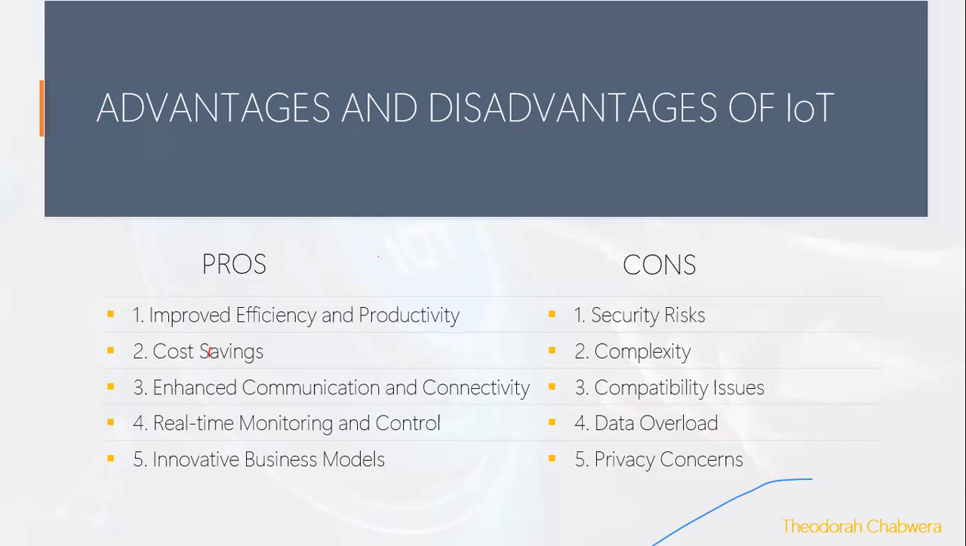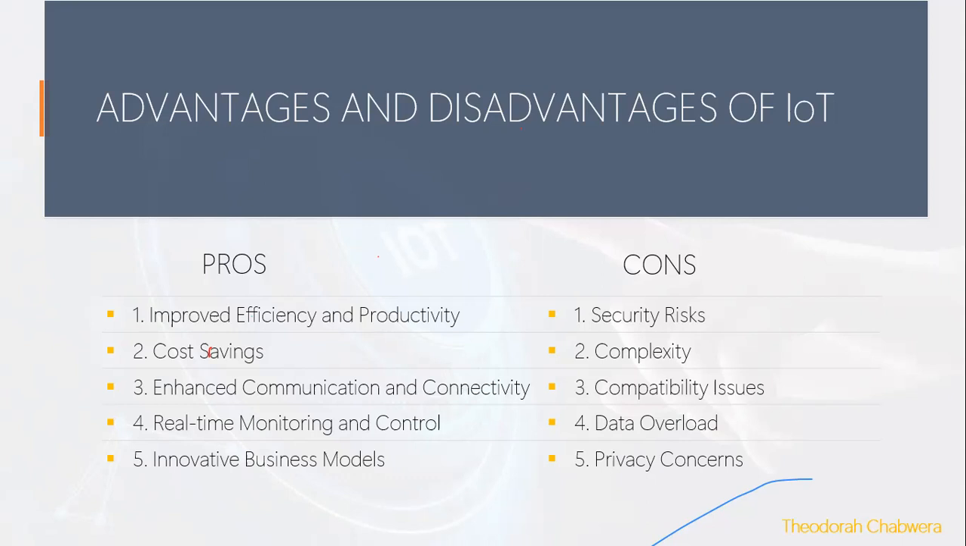Now let's look at the advantages and disadvantages of IoT. First thing, improved efficiency and productivity. Cost savings. We have enhanced communication and connectivity. The real-time monitoring and control. The innovative business models. These are the advantages of IoT.